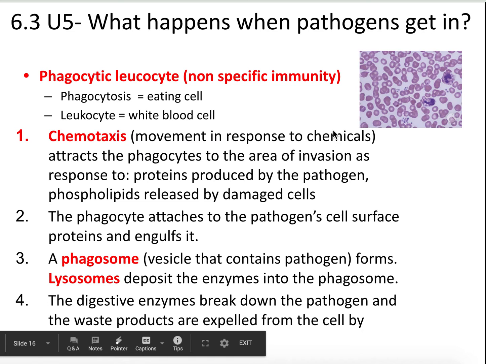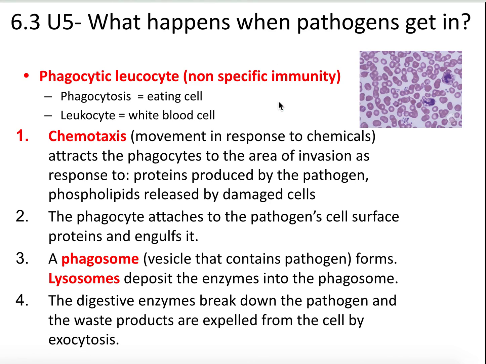Okay, so next, what happens when pathogens get in? So at some point they will get in, and our body has an immune system response that is very specific to attacking and remembering these pathogens. So phagocytic leukocytes, which is a non-specific immunity. We have two types, non-specific and specific. I'm going to focus on first the non-specific immunity.